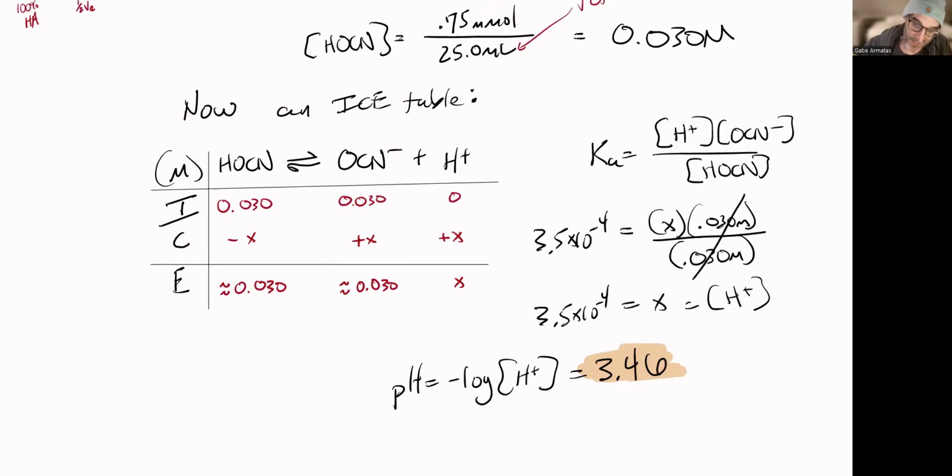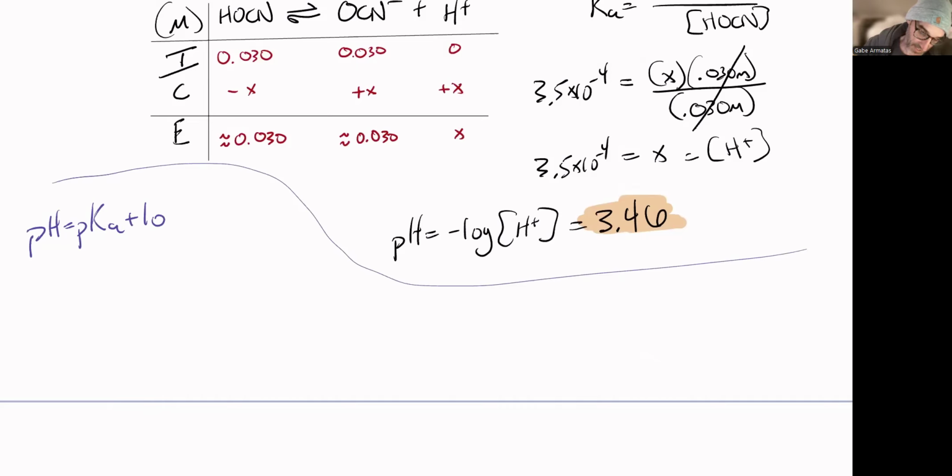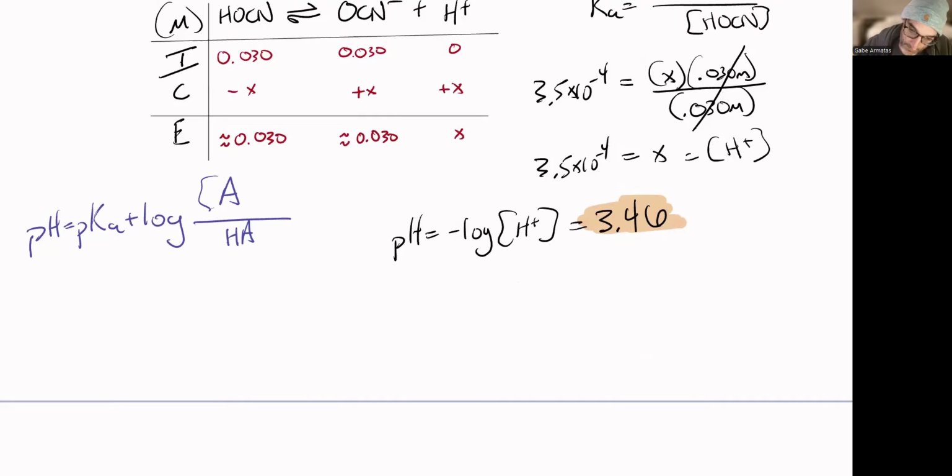It's way longer than it should be. When you do buffers, you're going to use the Henderson-Hasselbalch equation. pH is equal to pKa plus log of how much base you have over how much acid you have. And this is actually just moles. You don't need a concentration, although I'm going to say concentration here. You actually only need the moles. So I'm going to do this really quick.